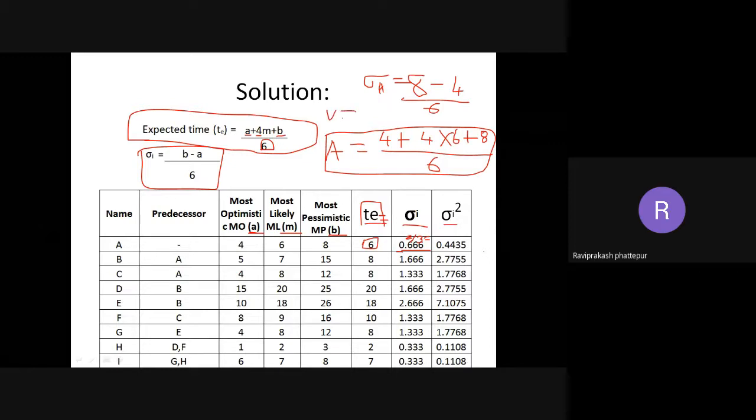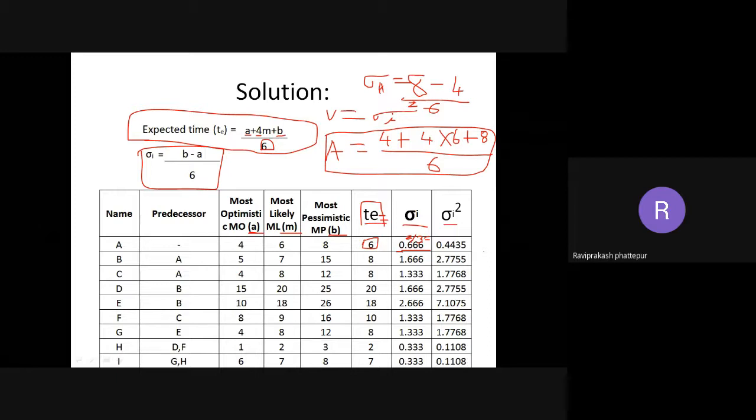Variance is equal to sigma I square. Okay, so we need to square this for variance. So for squaring, directly square. So for the first activity we are getting 0.4435 and so on. I am getting all the other values here.